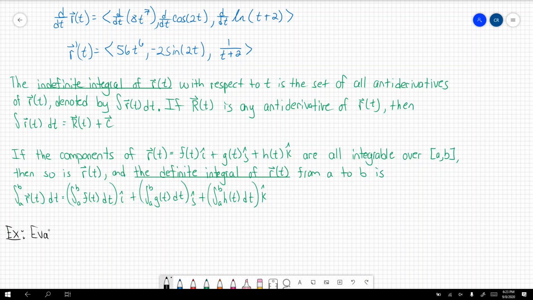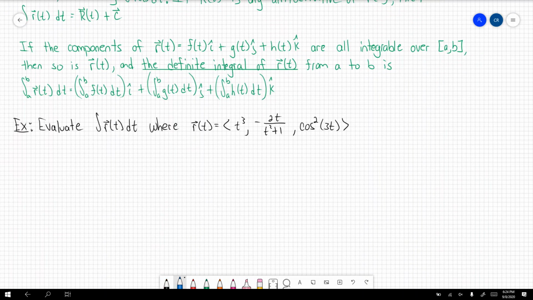So I'm going to say evaluate the integral of r of t dt, where r of t is going to be t cubed, negative 2t divided by t squared plus 1, and the third component is going to be cosine squared of 3t. There we are. So this is going to be what we're looking at when we're trying to evaluate this integral.